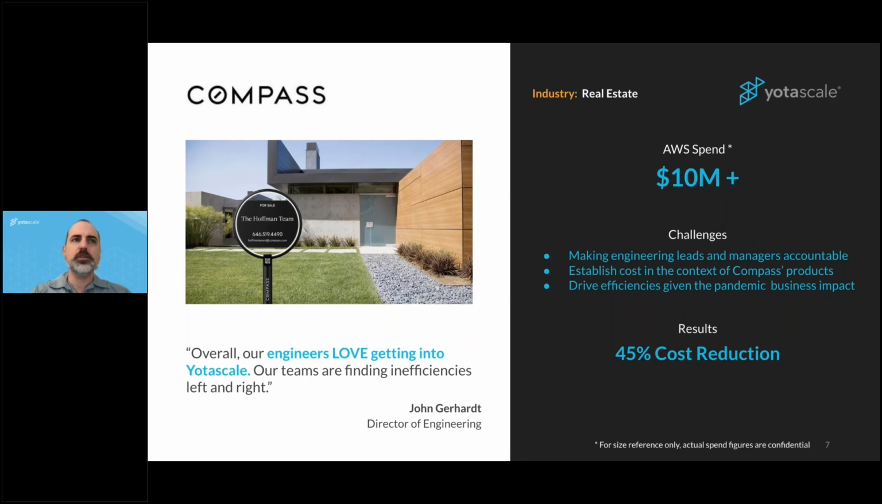That's probably more familiar to some of the people listening out here, in terms of the challenges they might have. So you don't need to have a huge footprint to know why things like this matter, right? And they had a slightly different challenge from Zoom. They wanted to make engineering leads and managers more accountable to thinking about cost as one of the properties that they're building for, right?